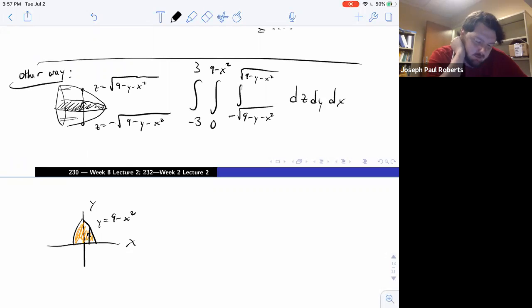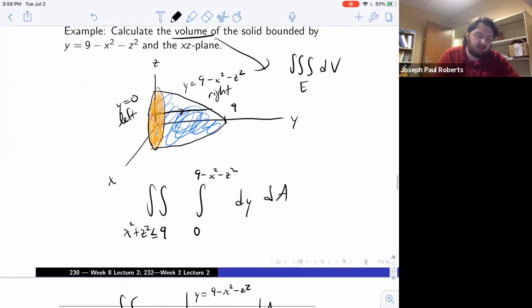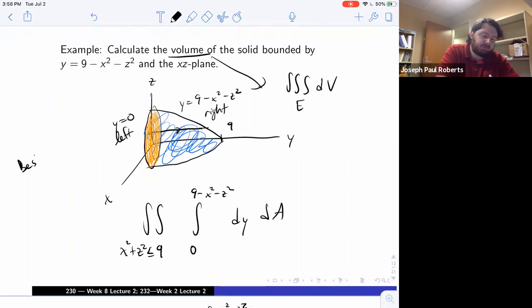I don't think it's as easy to do. How does that end up working out? So the z antiderivative is no big deal. The y antiderivative, you get some stuff to the 3 halves. I think you're going to need a trig substitution in order to take care of that. But you can if you want. But I think that's the other way. I'd say that this is the best way.